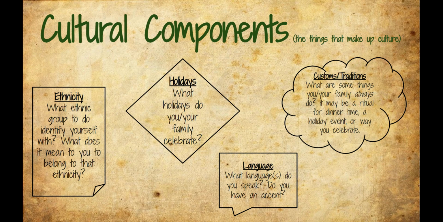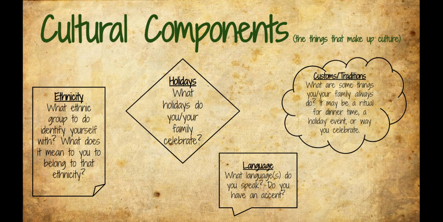So, maybe you have a grandmother who comes from Argentina or Colombia, somewhere in South America. That would be your ethnicity. You would be Colombian or Argentinian. Or maybe you have even a great grandparent who used to live in Italy. You might be Italian or have Italian ethnicity.